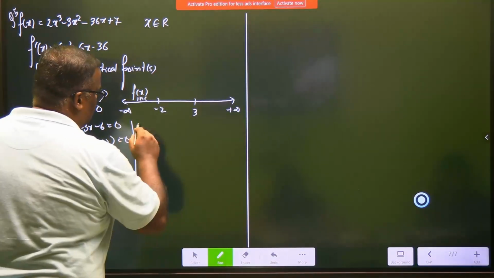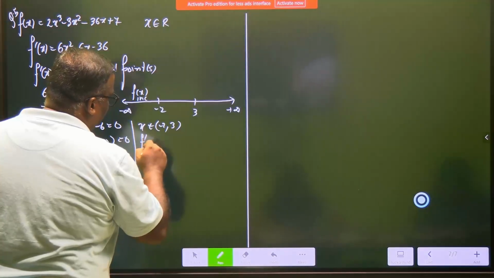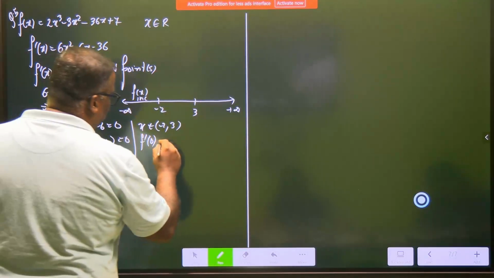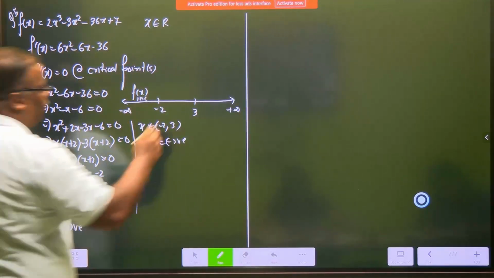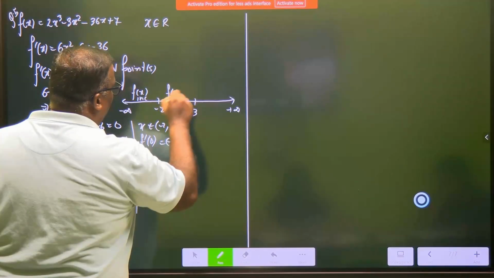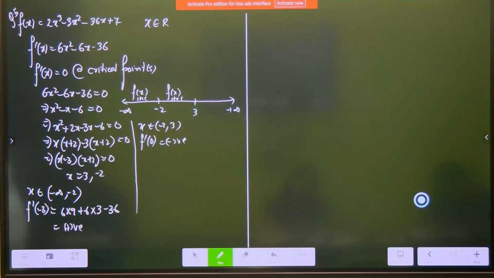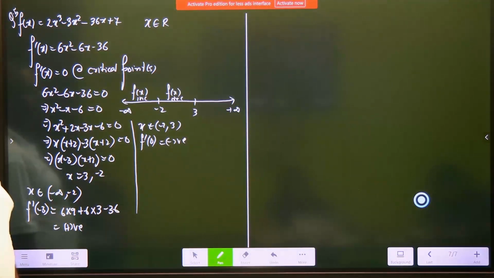Understood? X belongs to negative 2, 3. So we will check f dash of 0. 0 is the easiest one to check. If you do 0, you get a negative number, which is negative 36. Therefore, here f(x) will be decreasing. Any doubt?